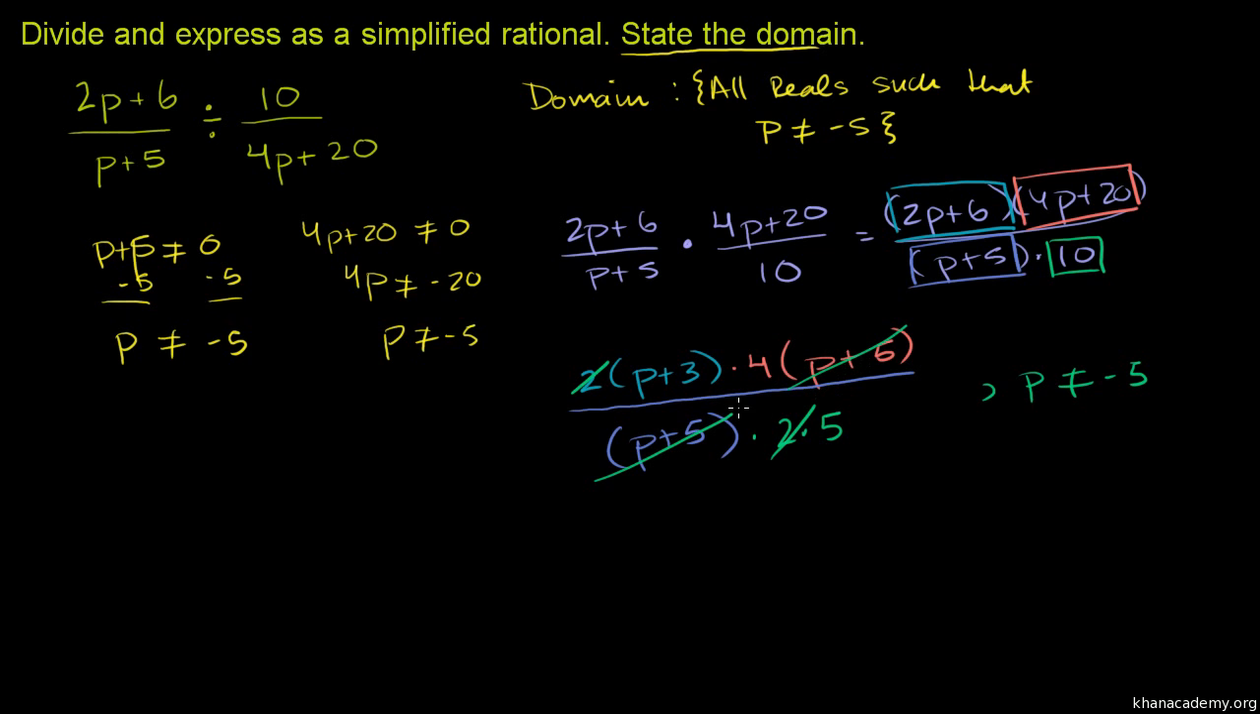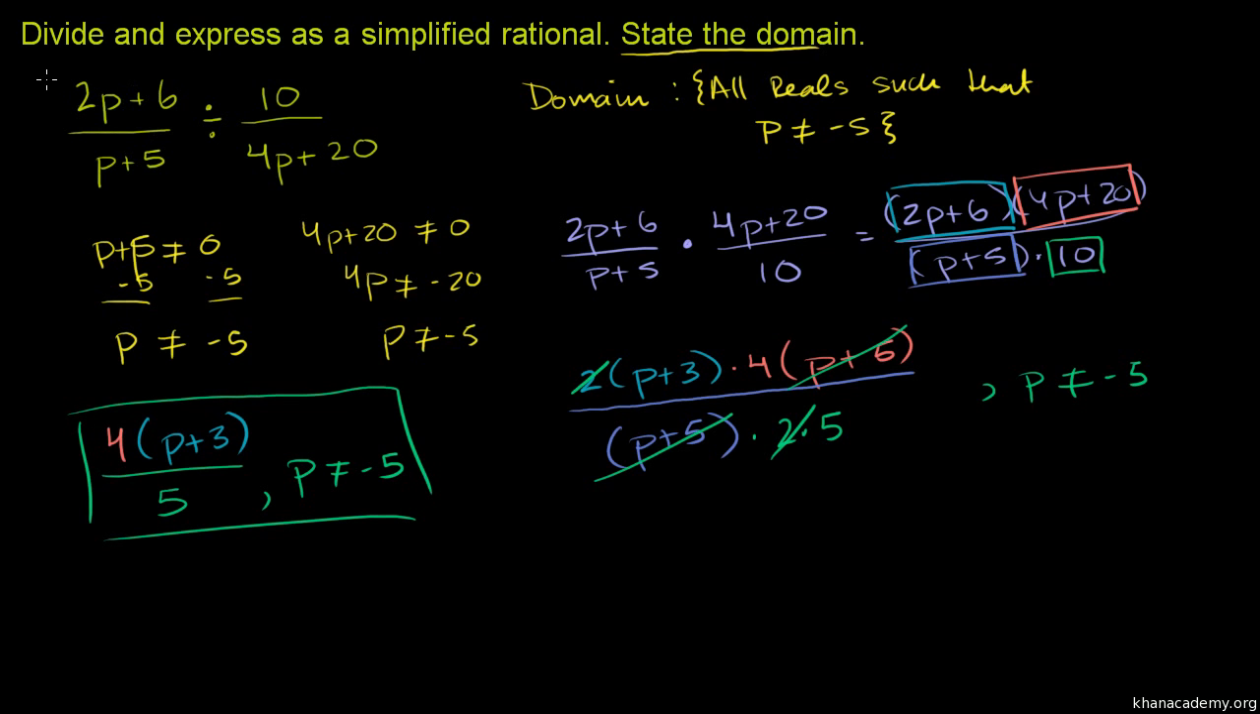So what are we left with? In the numerator, we have 4 times p plus 3 times p plus 3. And in the denominator, all we have is that 5. And we're done. We could write this as 4/5 times p plus 3, or just the way we did it right there. But we don't want to forget, we have to add the constraint. p cannot be equal to negative 5, so that this thing is mathematically equivalent to this thing right here.